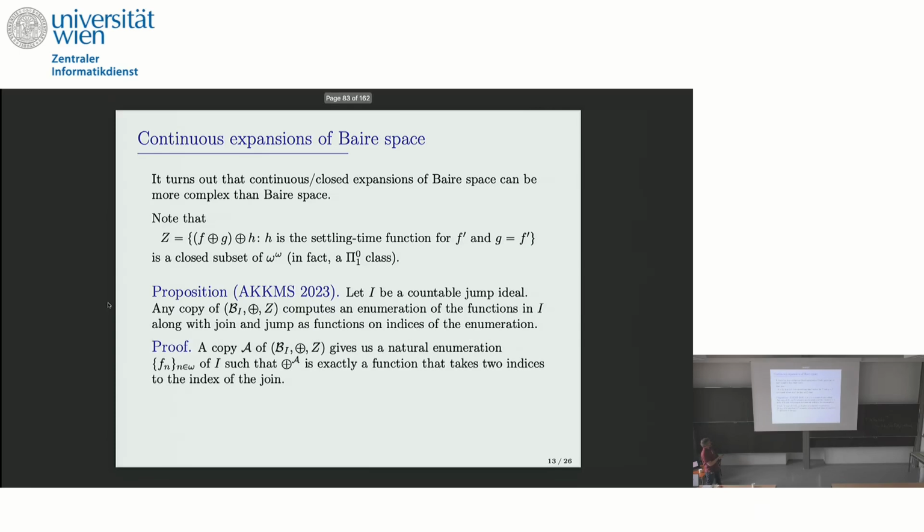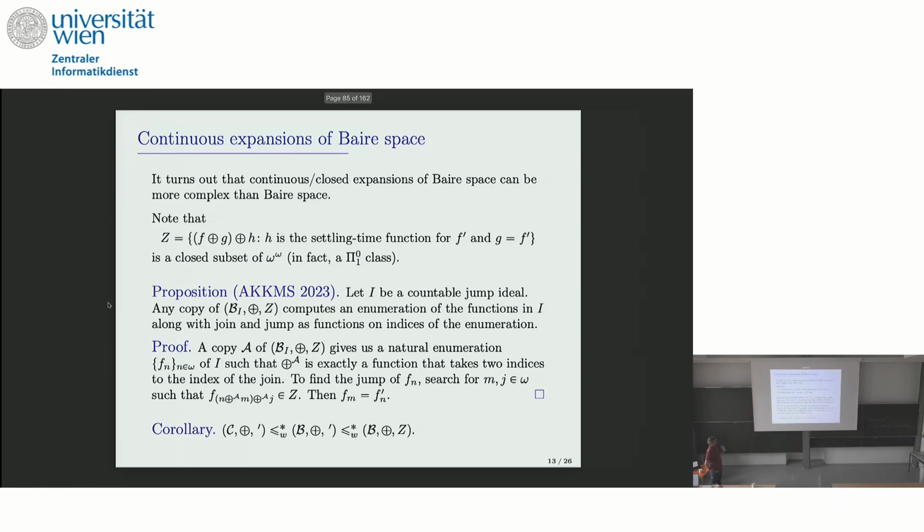There's almost nothing to say. You just do a search, and you find the functions that you're searching for, and you check. But basically, Cantor space with join and jump, and Baire space with join and jump, they're both generic Muchnik below Baire space, this continuous, closed expansion of Baire space.